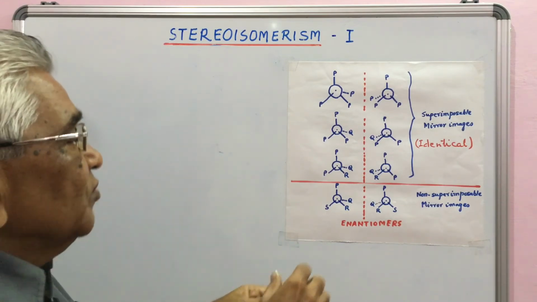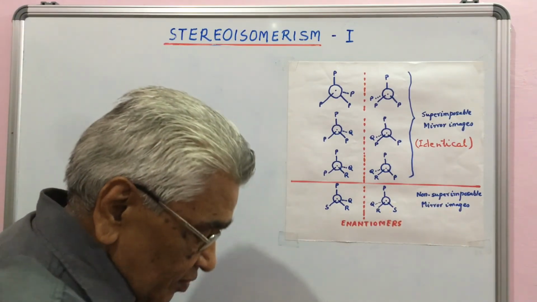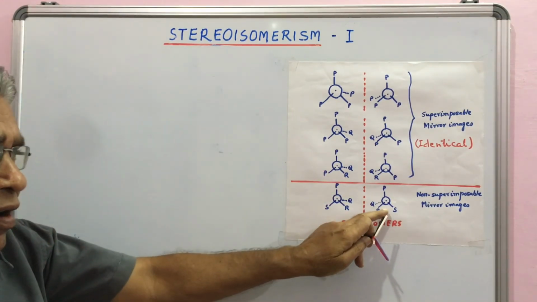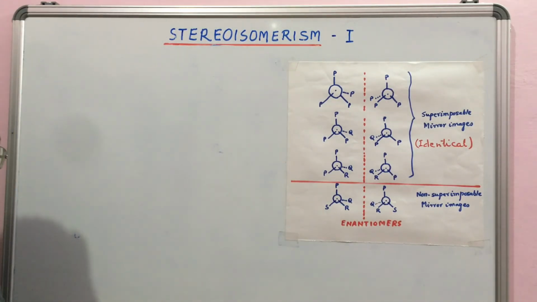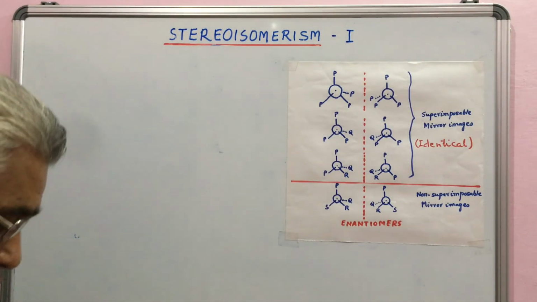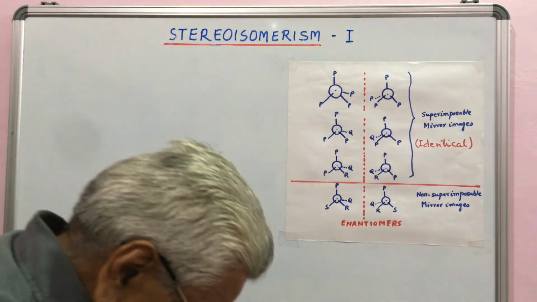And these are known as enantiomers, meaning non-superimposable mirror images. One of these is dextrorotatory and the other is levorotatory. The magnitude of rotation is the same, but the values are opposite. One is plus, another is minus.